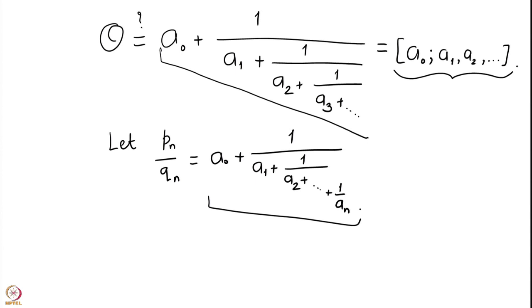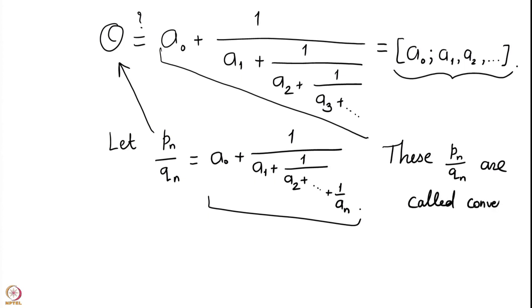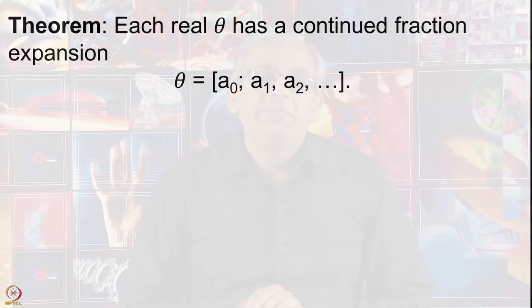We note that if you cut it at a finite stage, it is a rational number. We call it Pn upon Qn, and we actually want to prove that as n goes to infinity, Pn upon Qn converges to theta. This is what we want to prove. So, the notation is that these rational numbers are called convergents, because they converge to the real number theta.